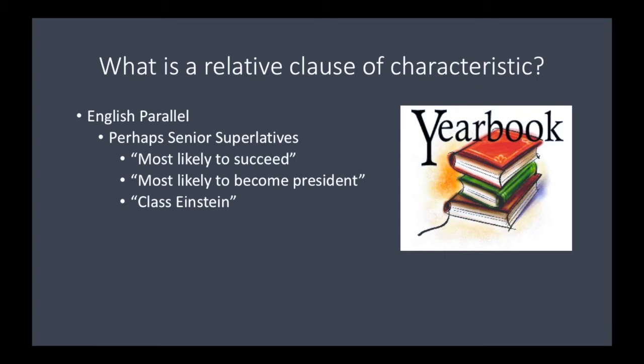These superlatives are perhaps the closest English parallel to the Latin relative clause of characteristic. As its name implies, it is a special kind of relative clause, and it tells us a characteristic of its antecedent, that they seem to be very smart, for example.